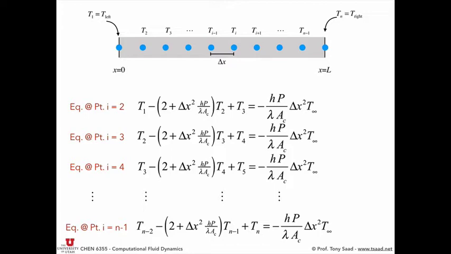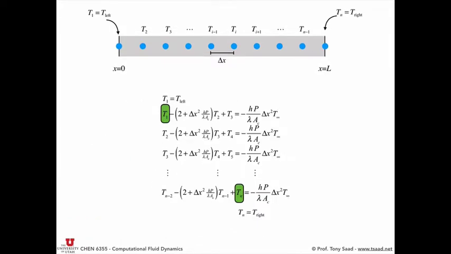Now, there are just two more things here, t1 and tn. Essentially, we either plug the values in here directly or augment the system by an additional equation, say t1 equal t left and tn equal t right. Whichever one you choose is okay. But what is this? This is a system of linear equations. What are the unknowns? They're t2, t3, t4, all the way to t_{n-1}.